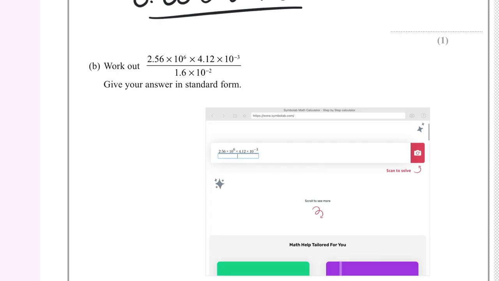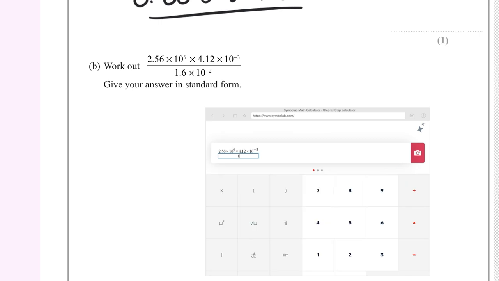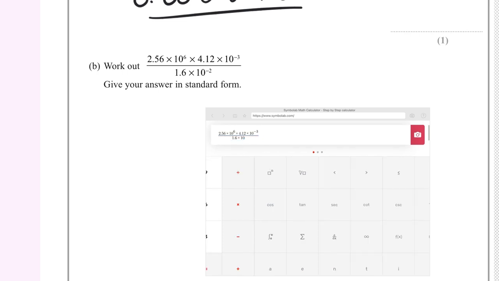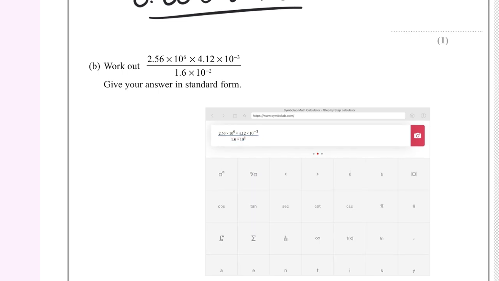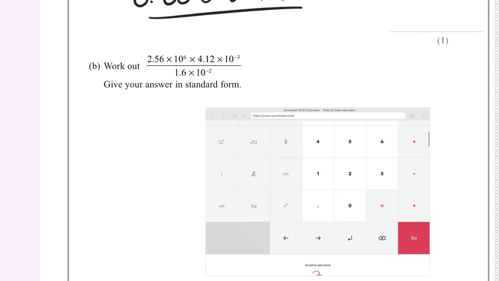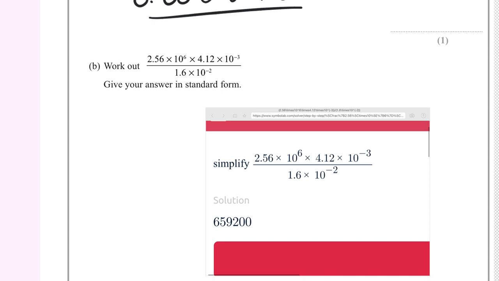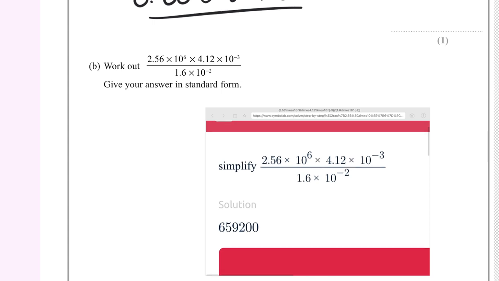And then on the bottom, we're putting 1.6 times 10 to the power of -2. Okay, and that's done. As long as your number looks the same here as it shows on your calculator, you'll be fine. So make sure you put that in exactly like that. And you will get, what do we get?